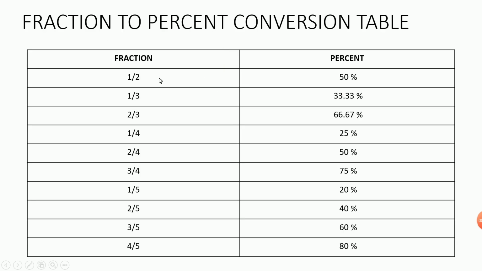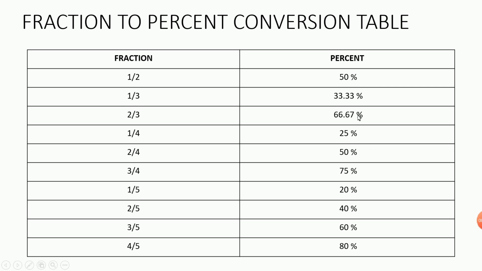Next, these are some of the conversion tables. Please make a note of it, since I am going to share the PPTs. There are still some values which I have not included. These are the set of values you can just memorize, so that when you are calculating in the exam, you need not calculate the percent. Here 1 by 2 means 50%, 1 by 3 means 33.33%, 2 by 3 means 66.67%.